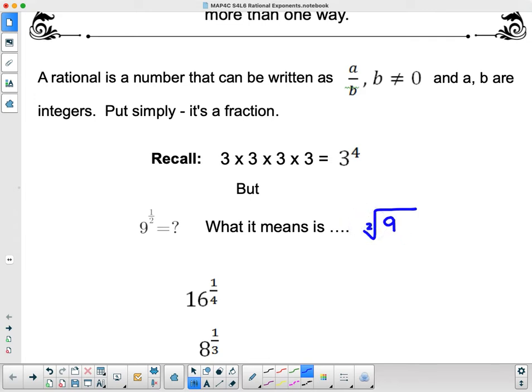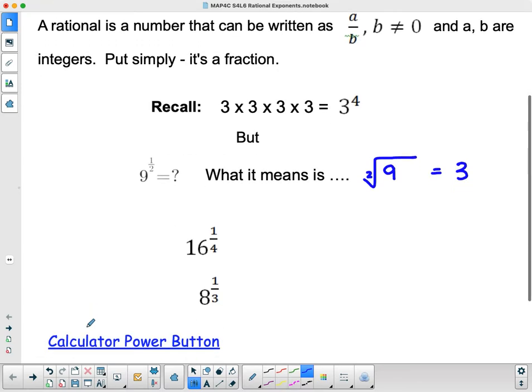Most of the time we don't write a 2 in there. But it means what number do I have to multiply by itself 2 times to get to 9? So the answer there is 3. So what's it mean if we've got something to the 1/4? Well, 1/4 is the same as the 4th root of something, in this case 16. So it means what number do I have to multiply by itself 4 times to get to 16? So that would be 2 times 2 times 2 times 2, or just 2.